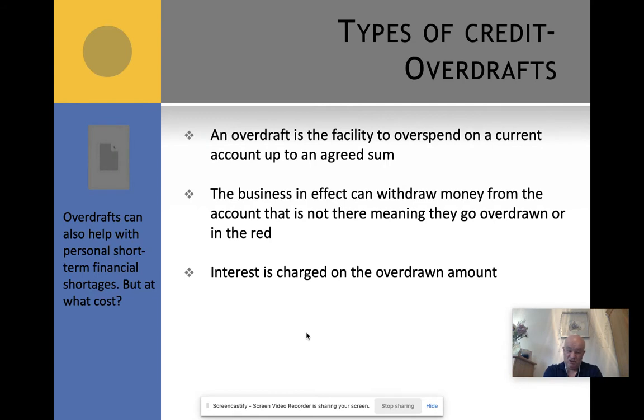Obviously, interest is charged at quite a high level on the overdrawn amount, and it is seen very much as a short-term process. It's not something that as a business or as an individual you want to rely that heavily on, because one of the issues with overdrafts is that they can be withdrawn without warning. So it's something to bear in mind and something to consider.